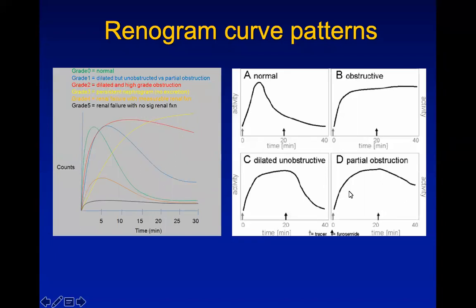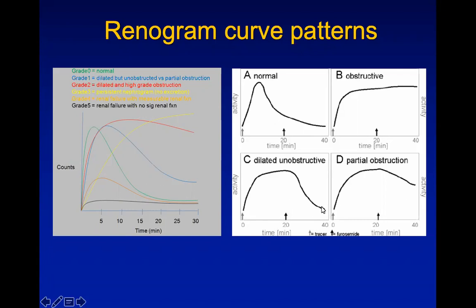So now if you compare C and D, just to clear up that other part, the dilated unobstructed will show an increase, a plateau, and then a fall. Fall meaning it will almost simulate the type A pattern.